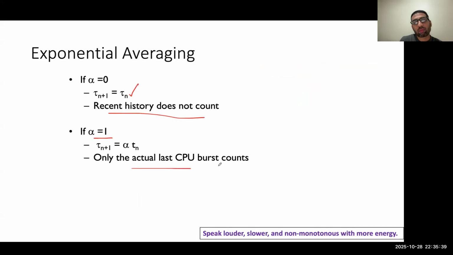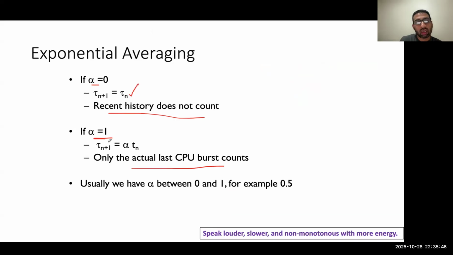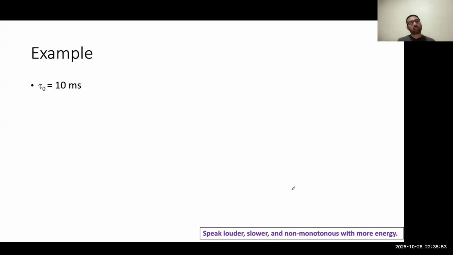So only the actual last CPU burst counts. These are two extreme situations where you are setting alpha equal to 0 and alpha equal to 1, right? Usually we have alpha between 0 and 1, for example, 0.5. Now let's have a look at an example.